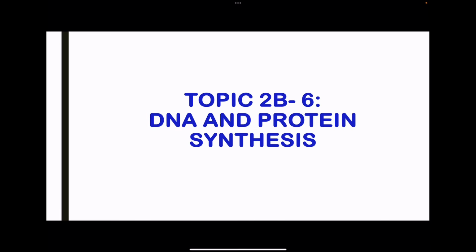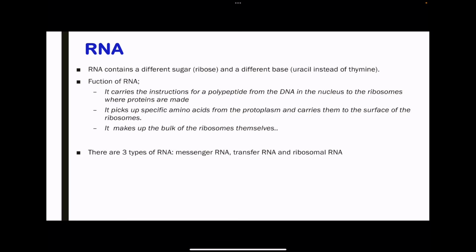Topic 2b6, DNA and protein synthesis. So here we begin with RNA. Of course, we're going to look at protein synthesis, so RNA is very important. RNA contains a different sugar. Remember, this is going to be ribose and not deoxyribose like we saw in DNA. And it has a different base, which is going to be uracil instead of thymine. I already talked about this.